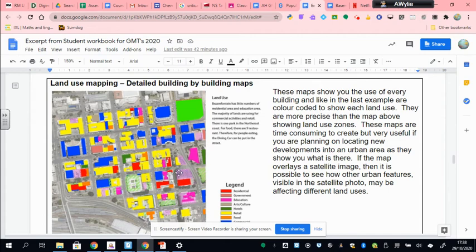Okay, so just like the previous map, this one allows us to see patterns and variations, but just on a more detailed level because we're now looking at each and every building. It might be appropriate, for example, to use this if you're just looking at a specific area of a city to see how much variation there is in land uses.